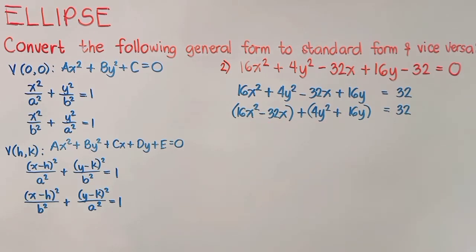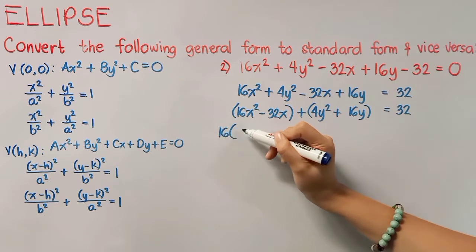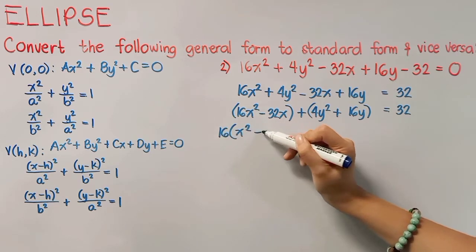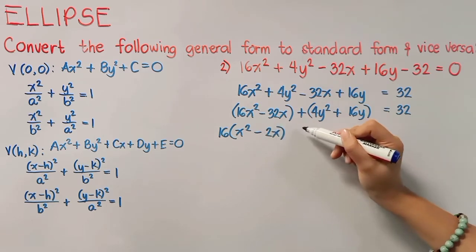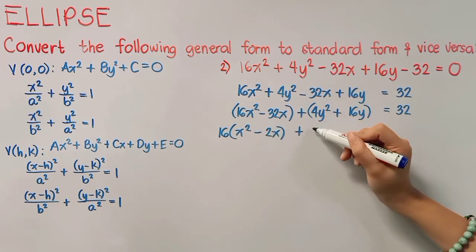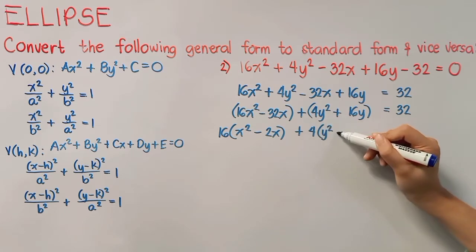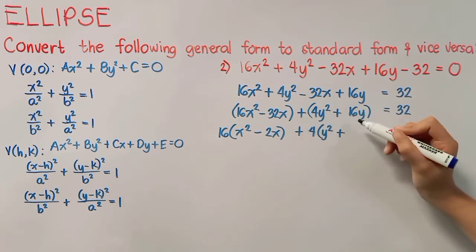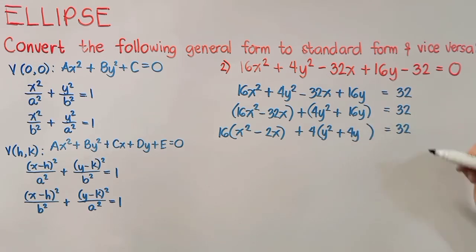Now before we proceed, check each group if there is a common factor. There is 16 on this first group. 32 divided by 16 is 2. Just copy x, and on the second group, our GCF is 4. So what's left inside the parenthesis is y squared plus 4y.